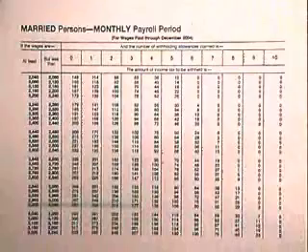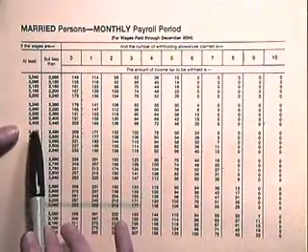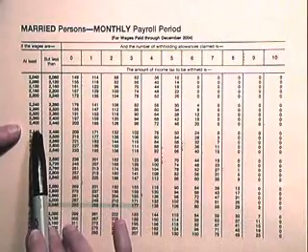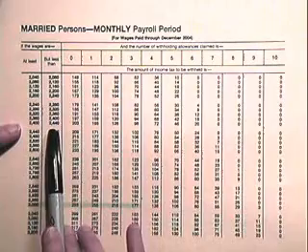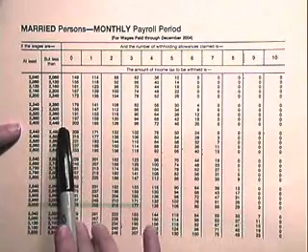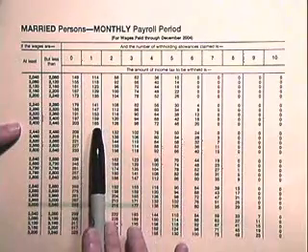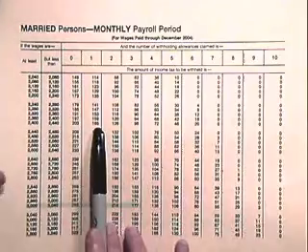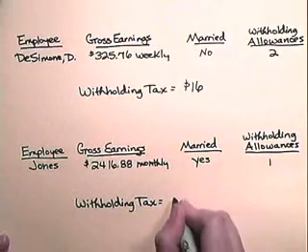For married persons with a monthly payroll period, we look down the column at least $2,400, but less than $2,440. We go across that row until we come to the column under the heading of 1 withholding allowance, and we find that value to be $165. So the withholding tax for employee Jones is $165.